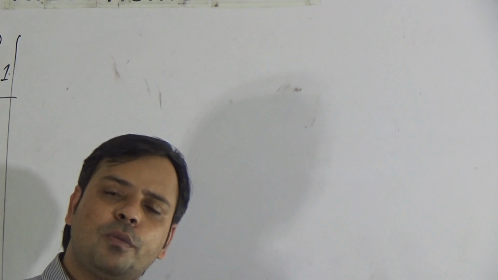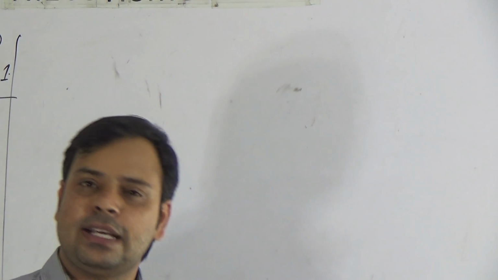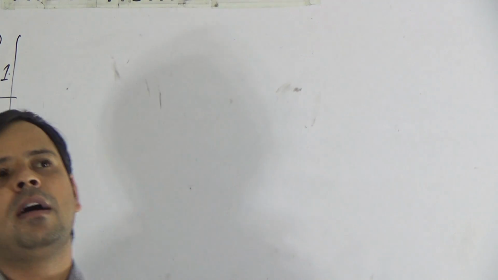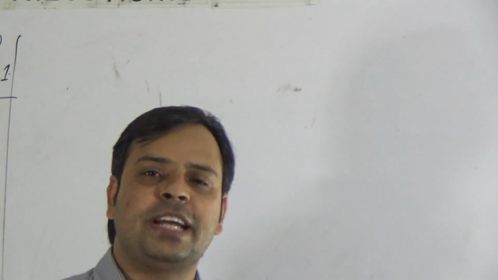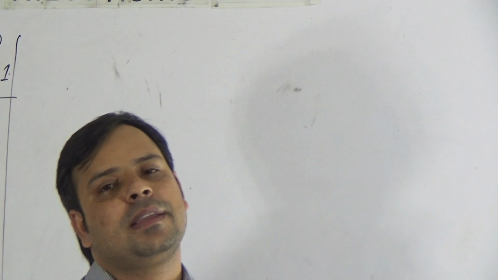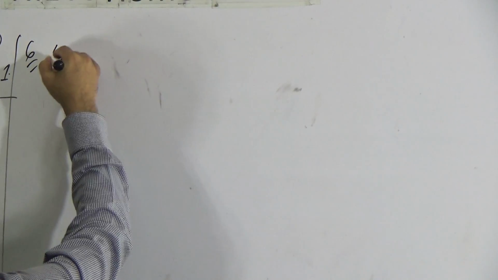It means that the slope of the line passing through point A and B is equal to the slope of the line passing through point B and C. It means slope of line AB and slope of line BC must be equal. Okay. So using this condition we can solve question 6. So we can write 6 solution.